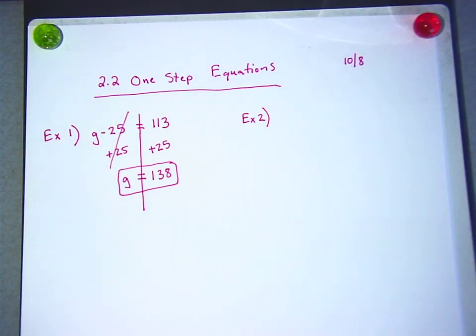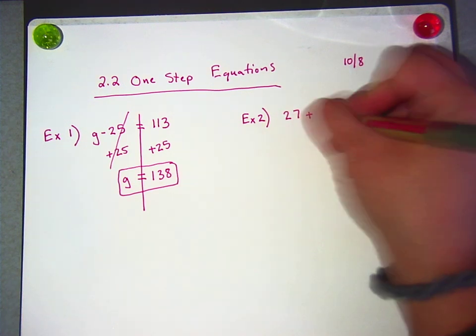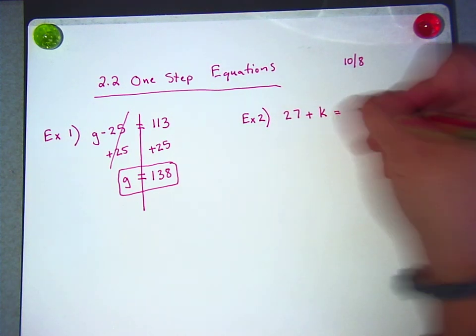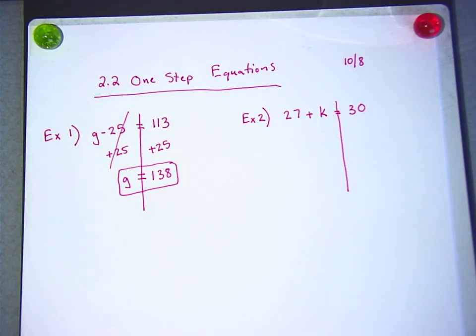John, have you confirmed that everybody drew the line? Sweet. All right, next up, example 2. 27 plus K equals 30. Everybody draw the line. And yes, you have to in your homework too. If you just write down the answers, I will not accept it. I will give you a 0.